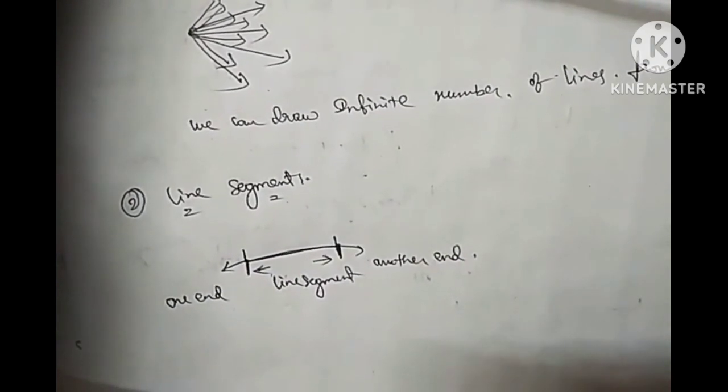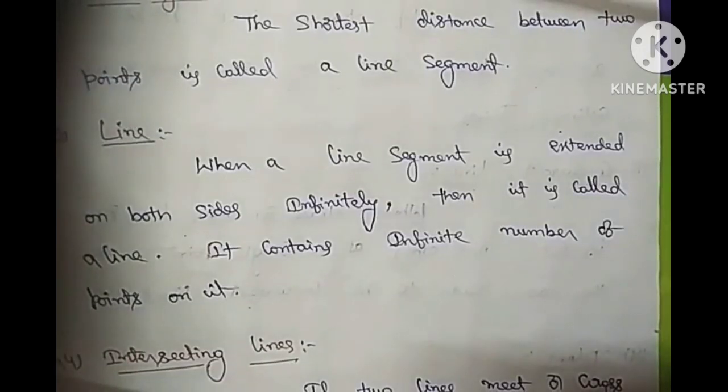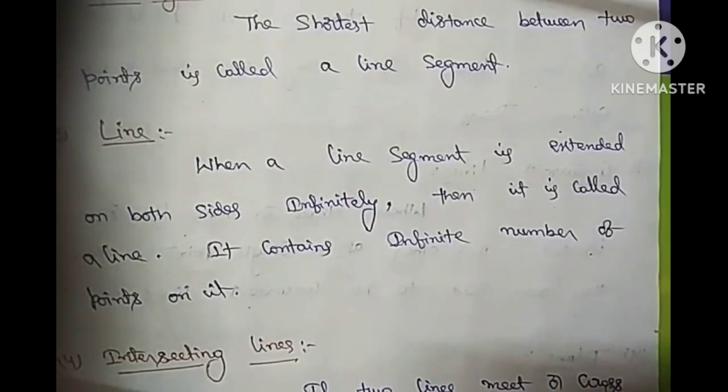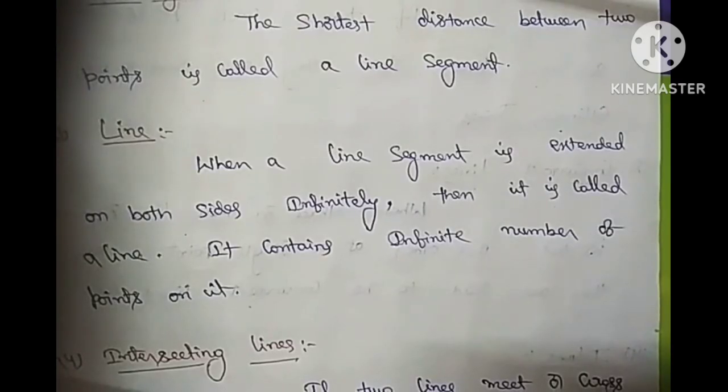Okay, a line segment has two ends, one on each side. Our next topic is the line. In a line, what will happen? When a line segment is extended on both sides infinitely, it is called a line.